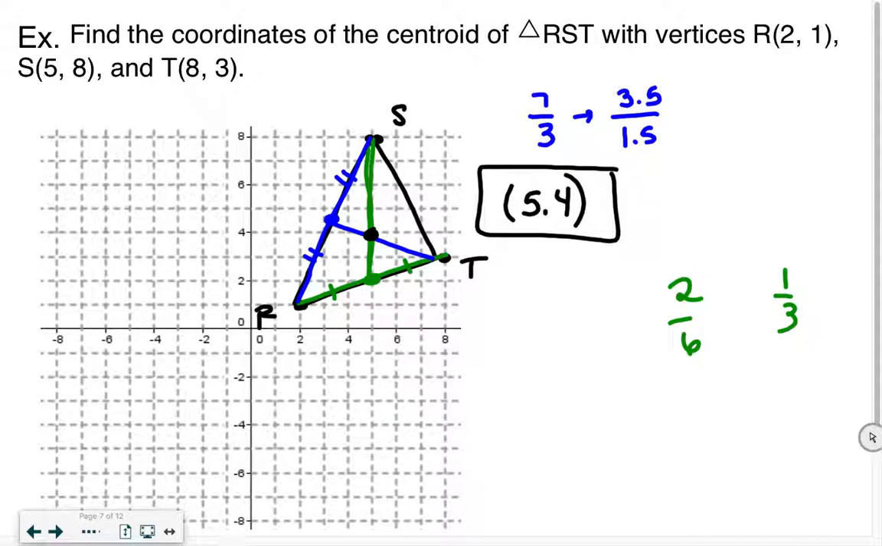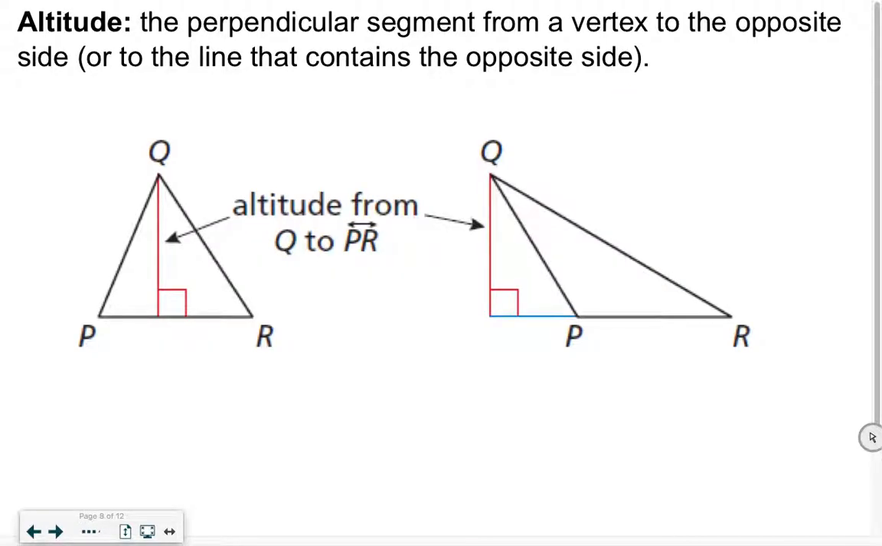Let's talk about the final segment. We'll talk about this section, and that's called an altitude. Now, you've probably heard this word before. The altitude is the perpendicular segment. And again, there is some vocabulary, so you do want to be aware of this vocabulary. The perpendicular segment from a vertex to the opposite side or to a line containing the opposite side.